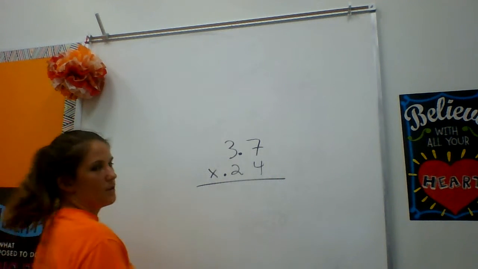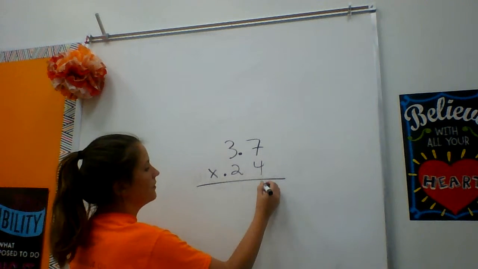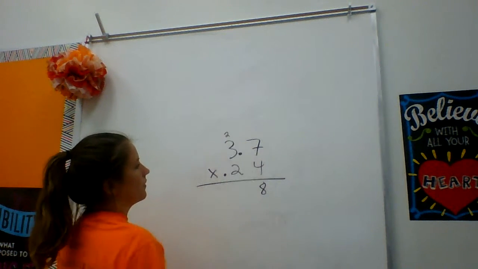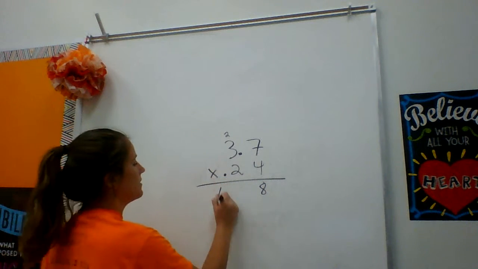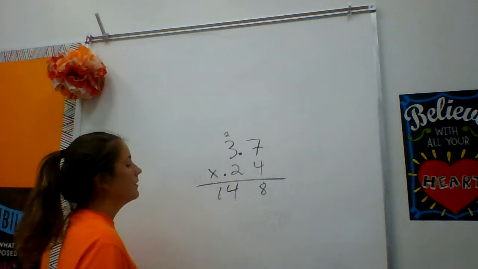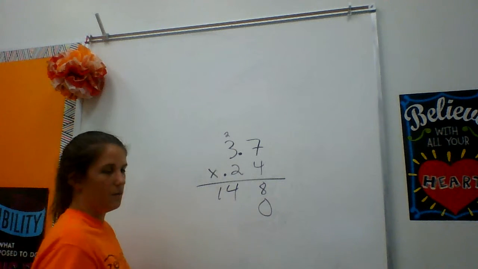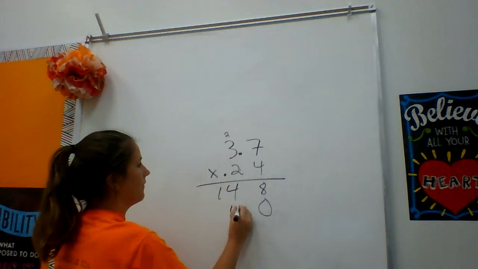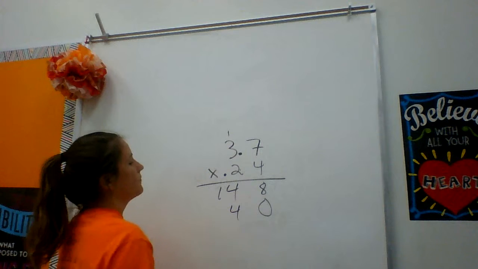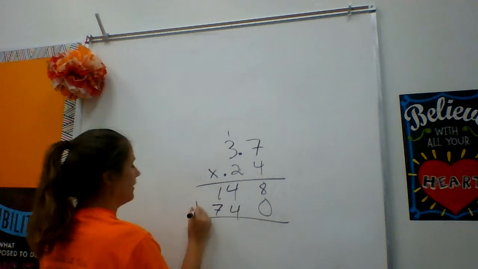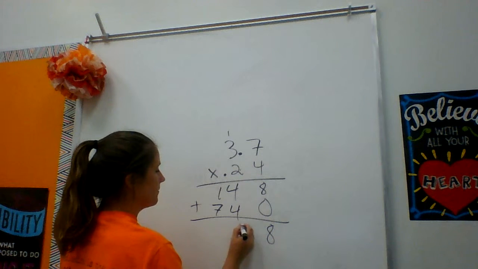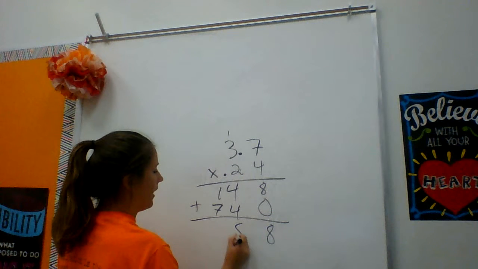All right, so we just start multiplying like normal. 4 times 7, 28. 4 times 3 is 12, plus 2 is 14. I have to add a 0 as a placeholder. 2 times 7 is 14. 2 times 3 is 6, plus 1 is 7. Let's add these together. 8, 8, 8.